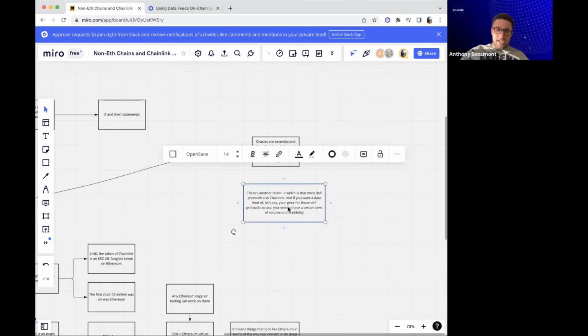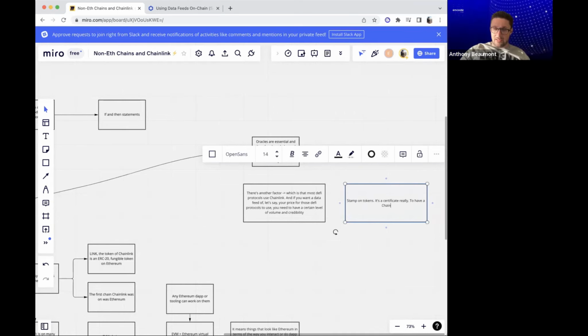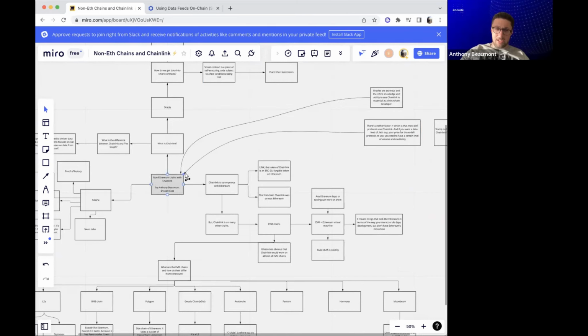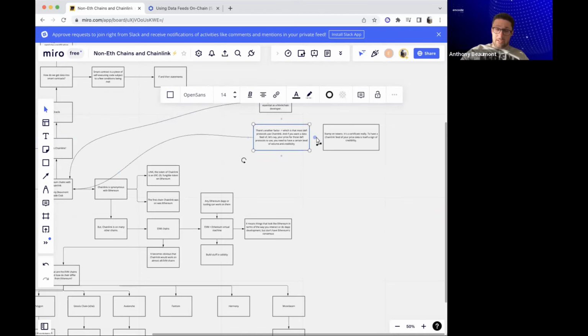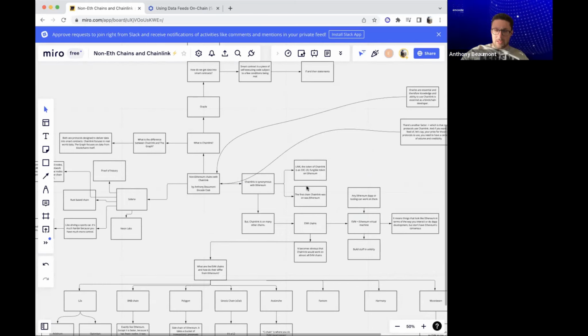And so what this is to say is Chainlink is effectively a kind of stamp on tokens. It is a certificate, really. To have a Chainlink feed of your price data is itself a sign of credibility. I think that's very important to know. And that's also why Chainlink is with so many chains, because the name of Chainlink means so much. And as a result of that, it kind of carries over between chains itself, which I think is again very important to know.